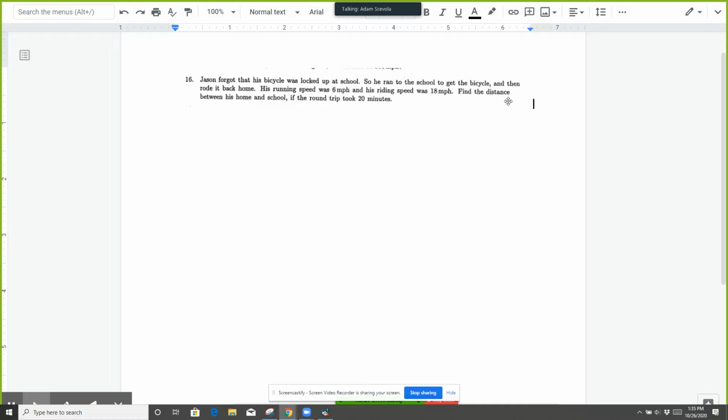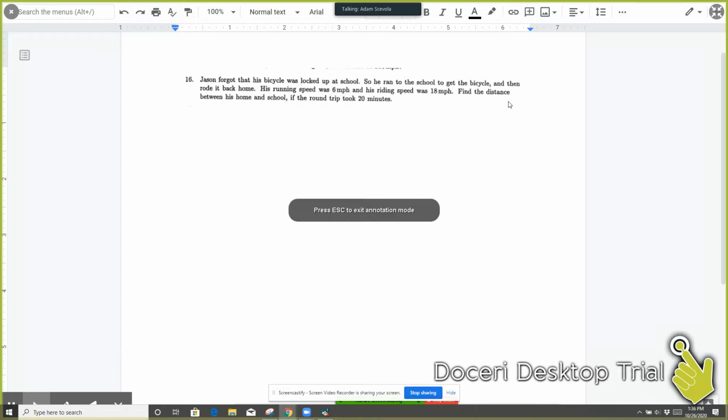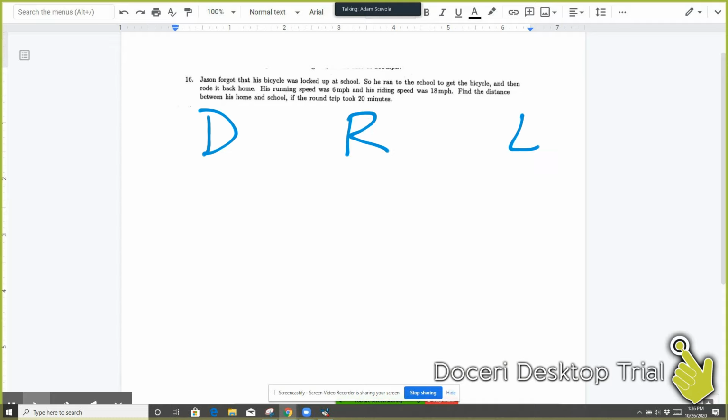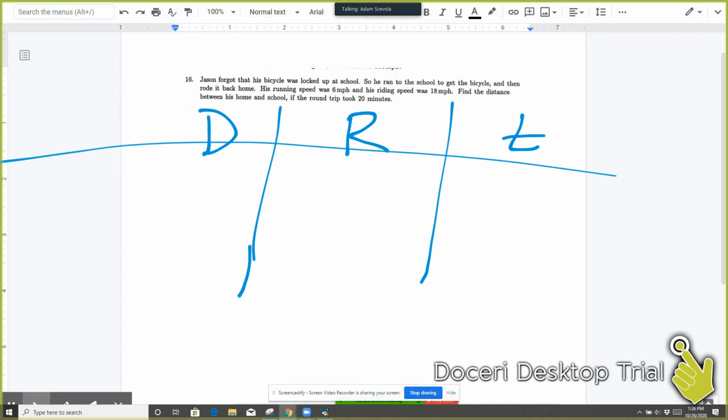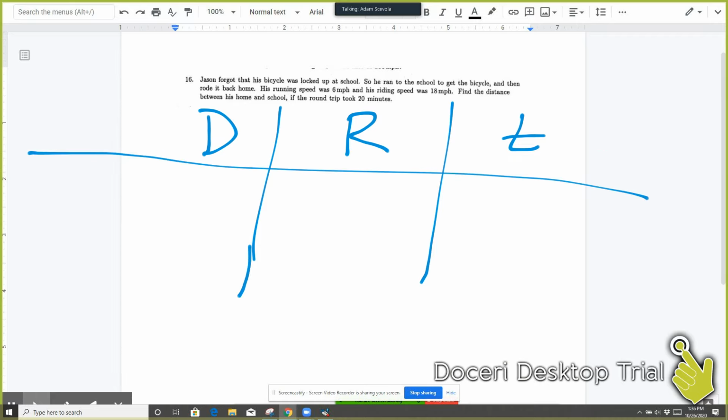All right, cool. So yeah, a little different than the other one, but similar setup. And the time is the tricky part, but let's do it. So we just read the question, so let's set up our table: distance, rate, and time. Okay, and the two rates that we're relating here are his, because he ran to school and then rode it back home.